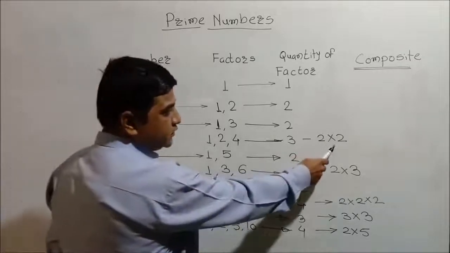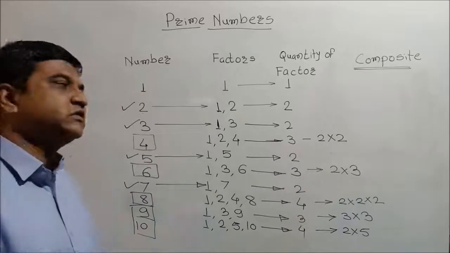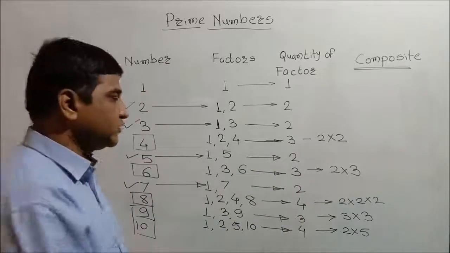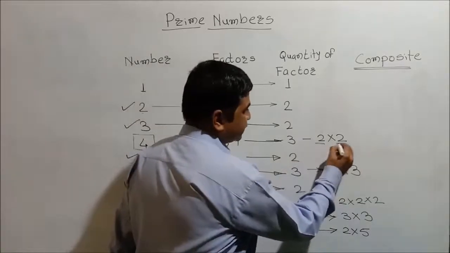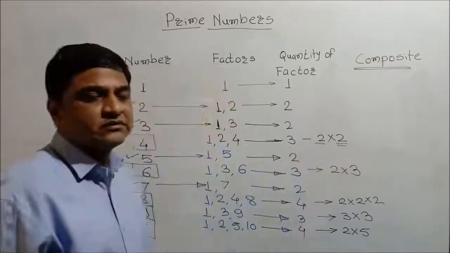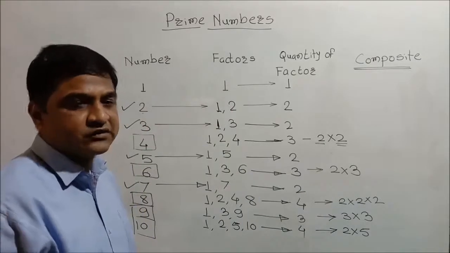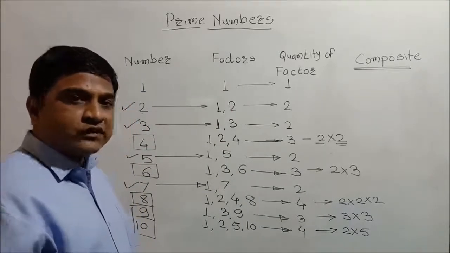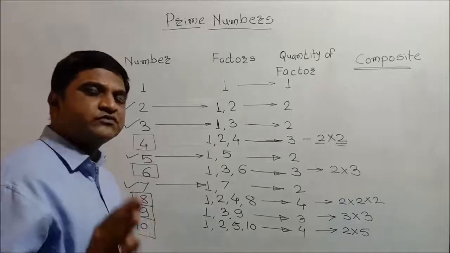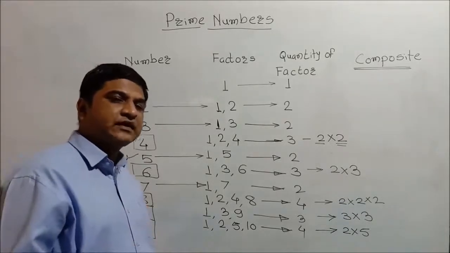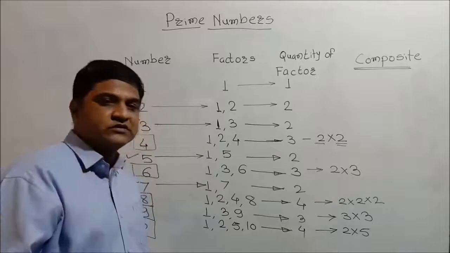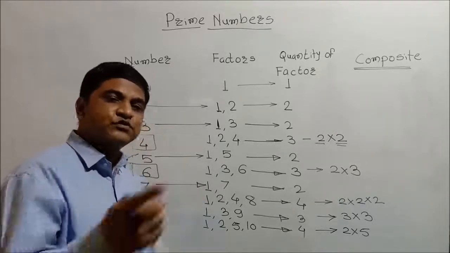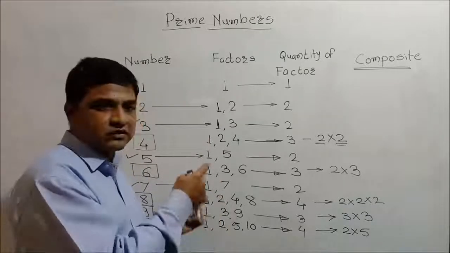So writing a composite number as the product of its prime factors, these are known as the prime factors. Showing the number as a product of prime factors is known as prime factorization. So one thing is clear: the numbers which have only 2 factors, that can be divided only by 1 and themselves, are known as prime numbers, while the rest of the numbers are composed of prime numbers and are known as composite numbers.